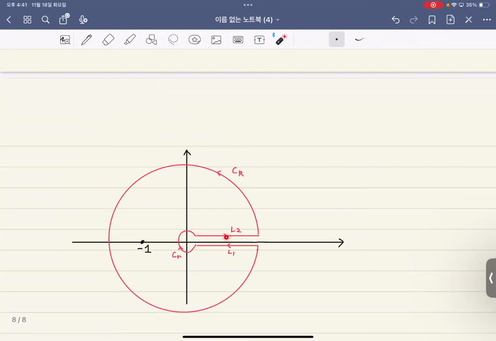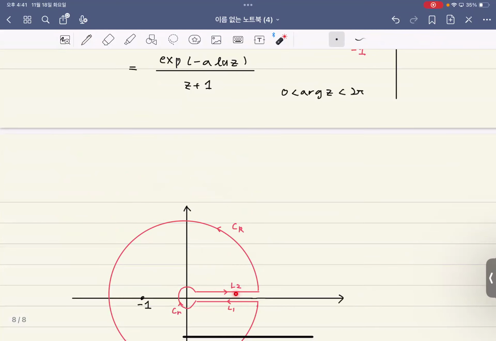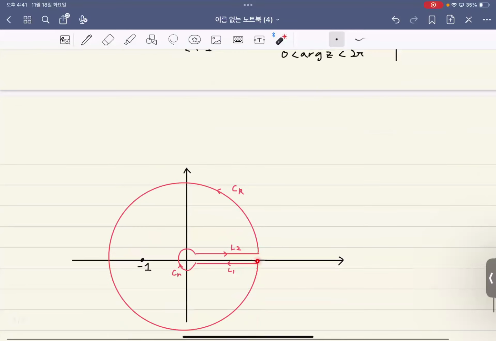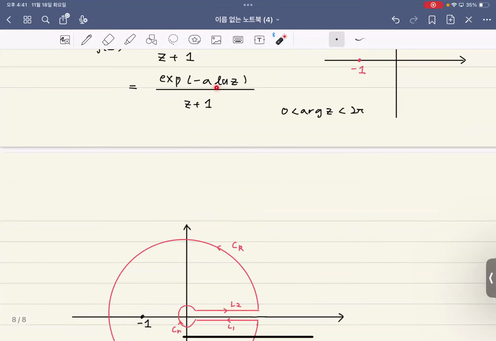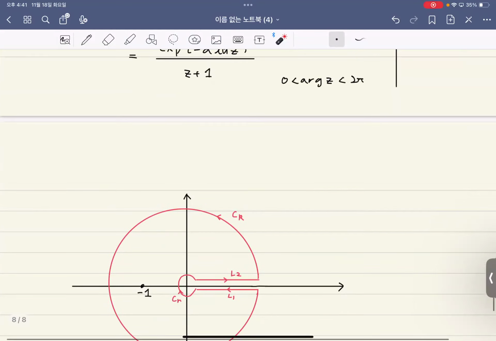So you know, these two line segments L1 and L2, these two are very close to the real line. So you can consider this almost the same as the integral along this real axis, right? But you have to be careful, since the point on this line has an argument which is very close to zero, right? But on the other hand, the point on this line segment has an argument very close to 2 pi, right? So this is something you will need to consider.